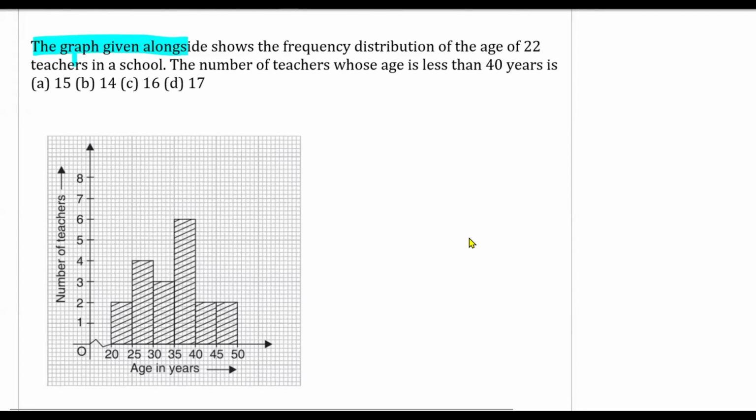So a graph is given alongside, which shows the frequency distribution of the age of 22 teachers in the class. There are 22 teachers, and we have to find the number of teachers whose age is less than 40 years. So 40 should not be included. So less than 40, that means we will be calculating these values.